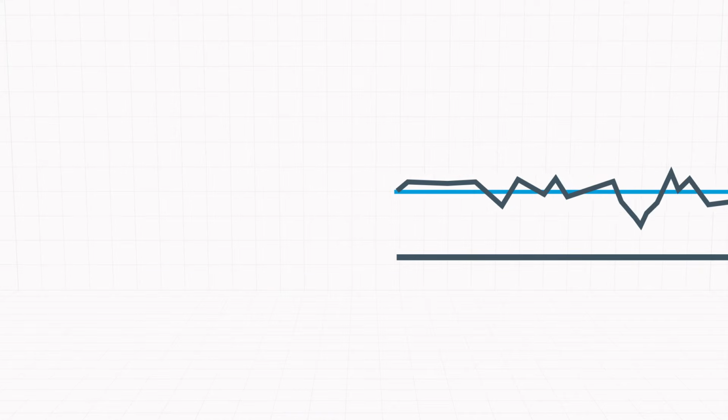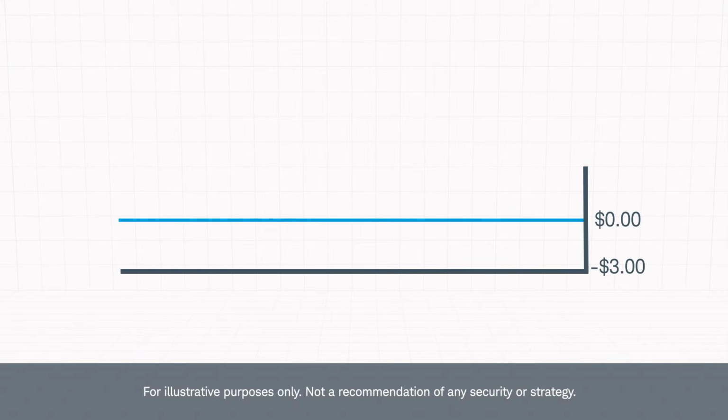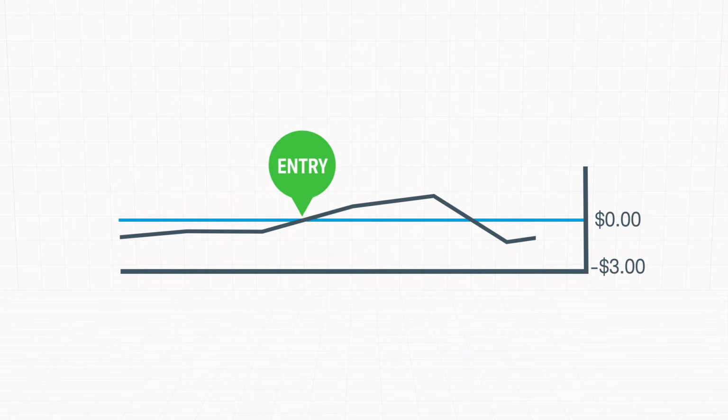Let's look at an example. Say an investor enters a position when the momentum indicator crosses above the zero line. He would then possibly hold the position as long as the indicator stays above zero. When the indicator crosses below the zero line, the investor might take that as an exit signal. While this example trade may have been profitable, not all crossover points are reliable entry or exit signals.